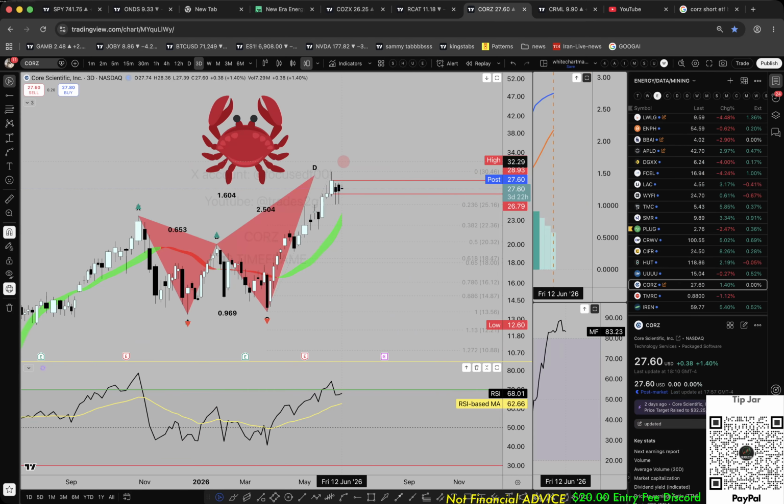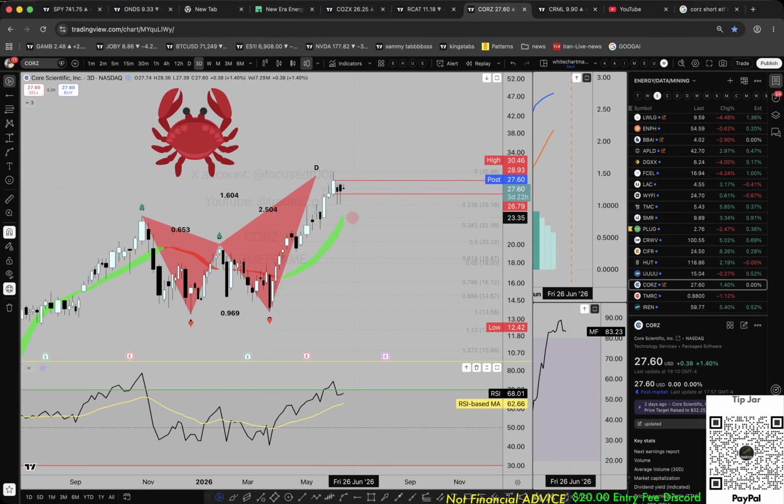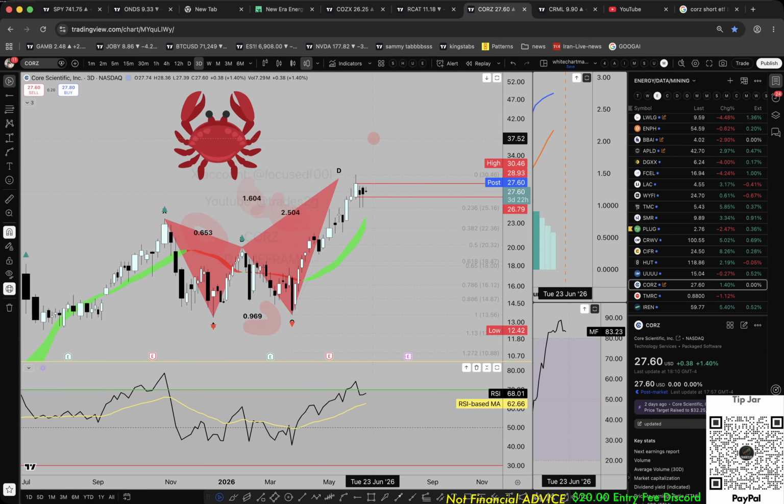Moving on to CORZ. This is more of a bearish sentiment here. We do have a very nice deep crab harmonic completion at the high here, and this D leg is beautiful. The ratios are aligning nice and neat. I like them tight.